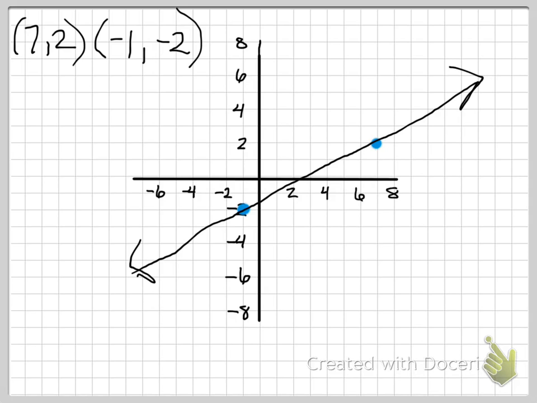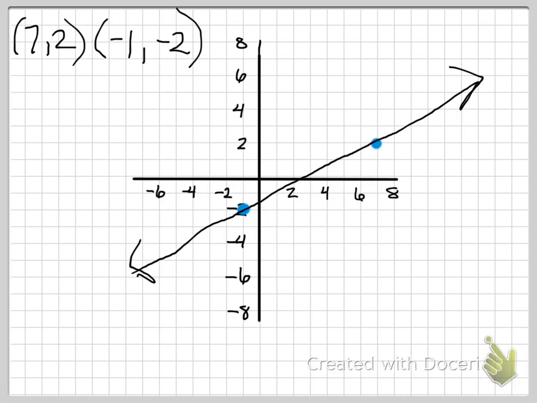All right, now I need to figure out my rise over my run. But which point do I start at? Do I start at the 7, 2 or -1, -2? The one that's farthest to the left. Remember, I always read the graph left to right. So I start down at -1, -2.